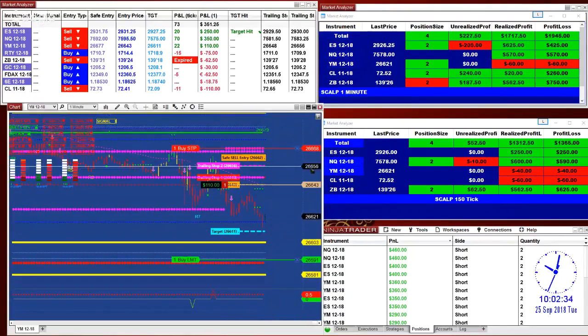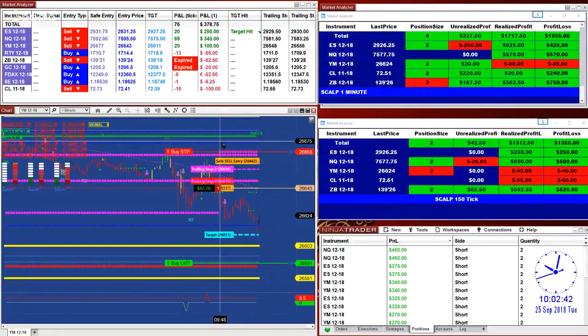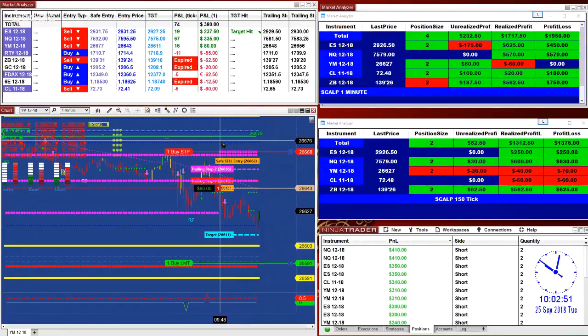So we'll see how we're going to approach the YM in a way. As for the NASDAQ, I will keep my eye on the NASDAQ for when we have a new signal.